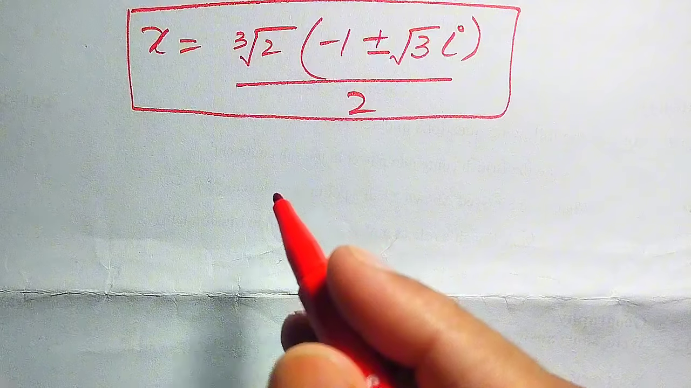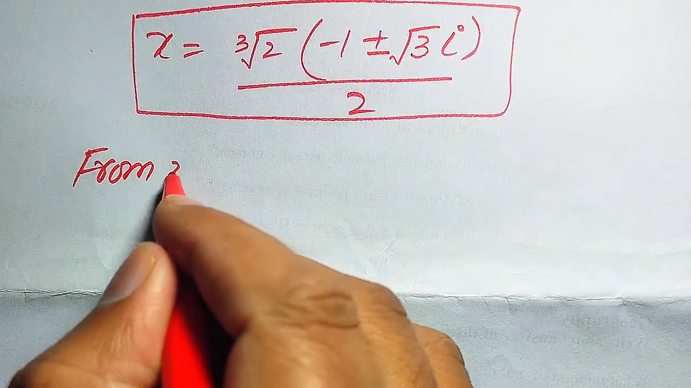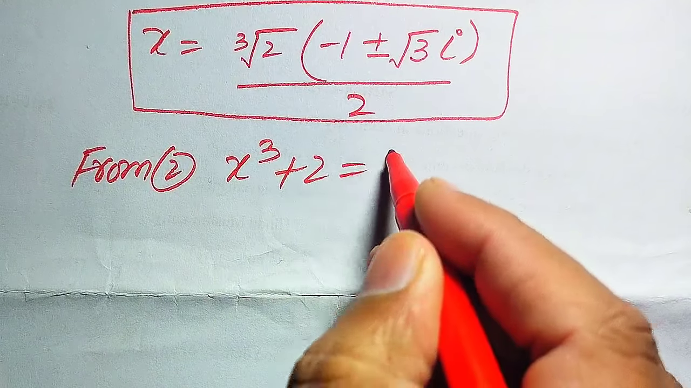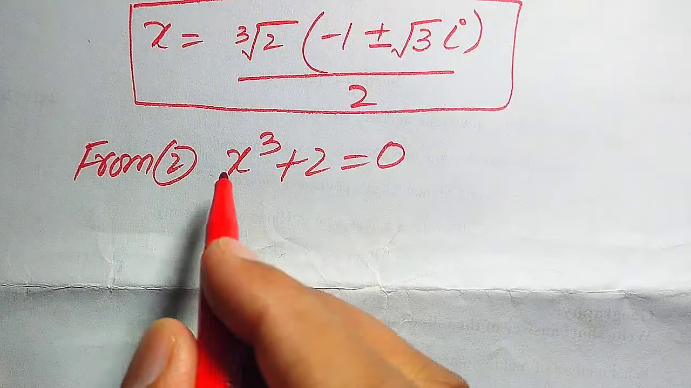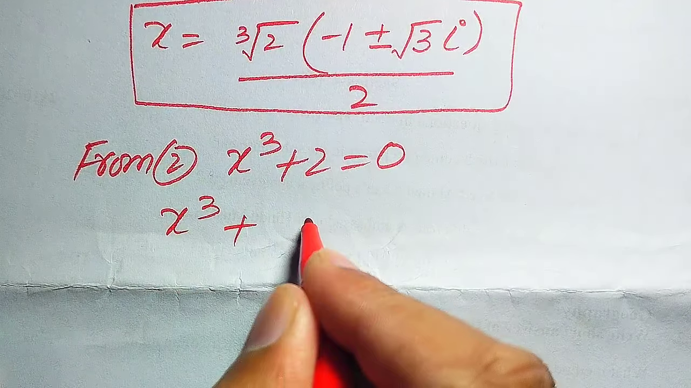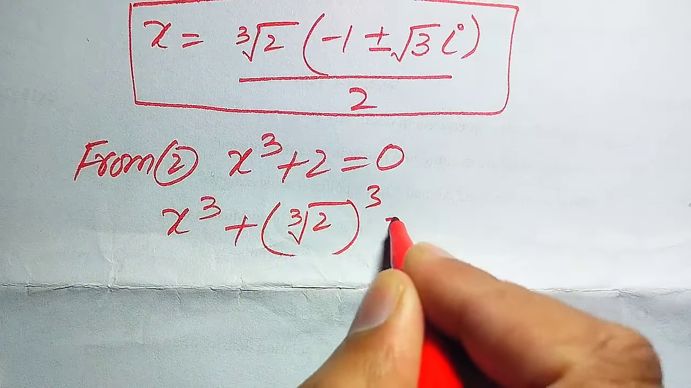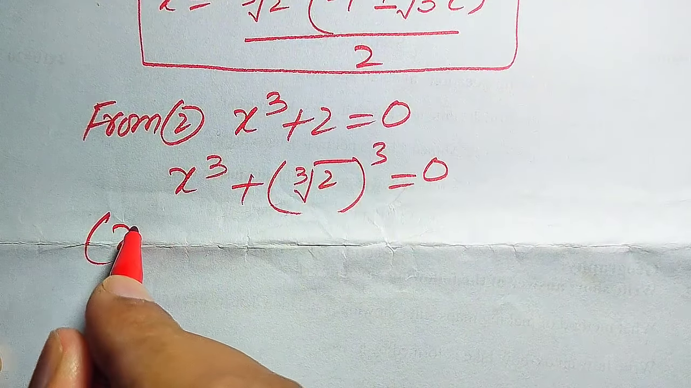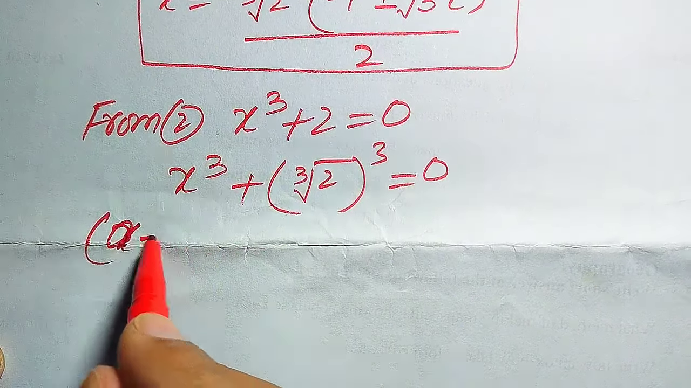And now we need to find the other roots from equation number 2, so we just copy down equation number 2 here. Equation number 2 is x cubed plus 2 is equal to 0. So here we again use the cubic formula. This will be written as x cubed plus cube root of 2 and its whole cubed equals 0. Here we apply this cubic formula.